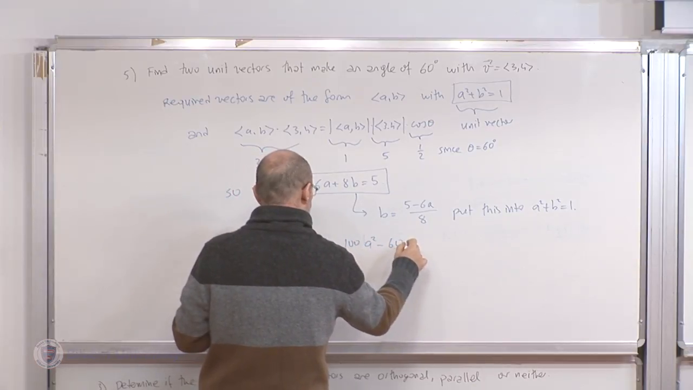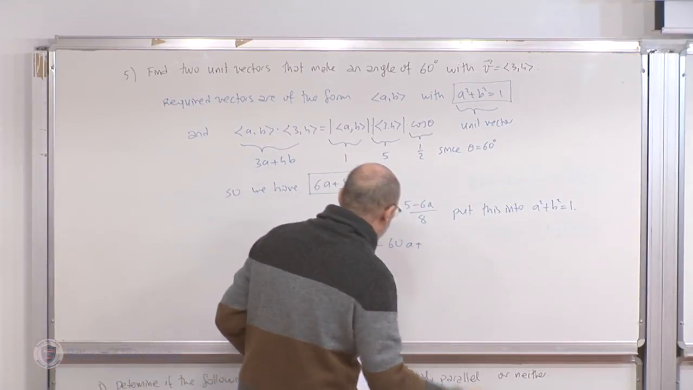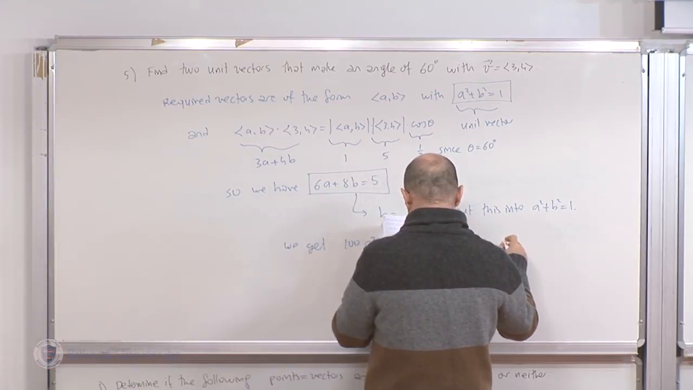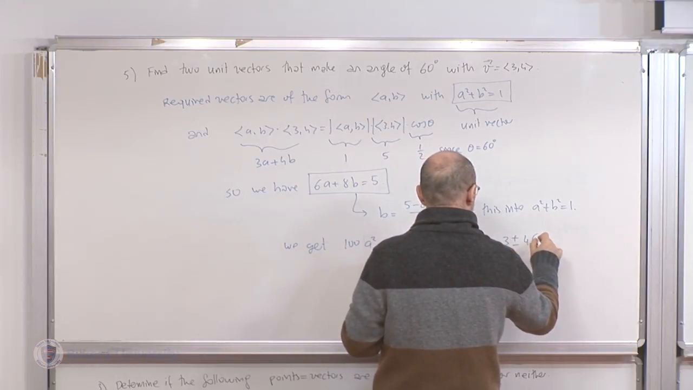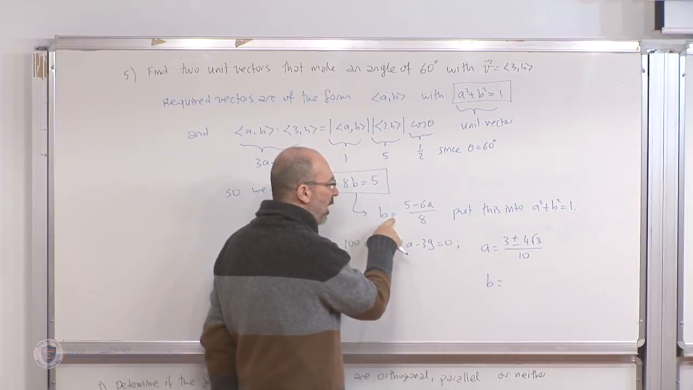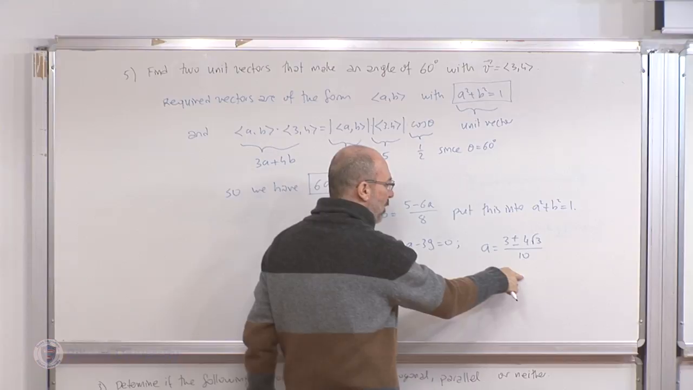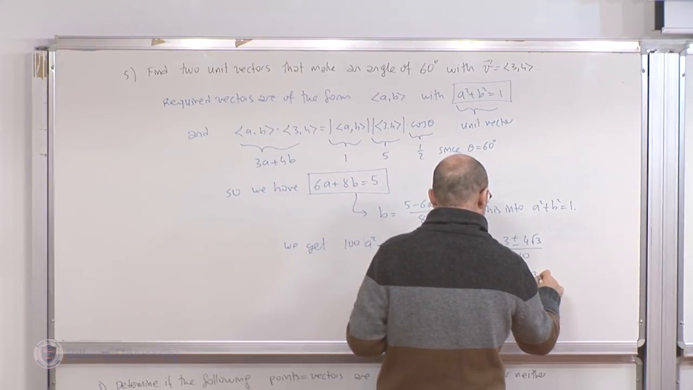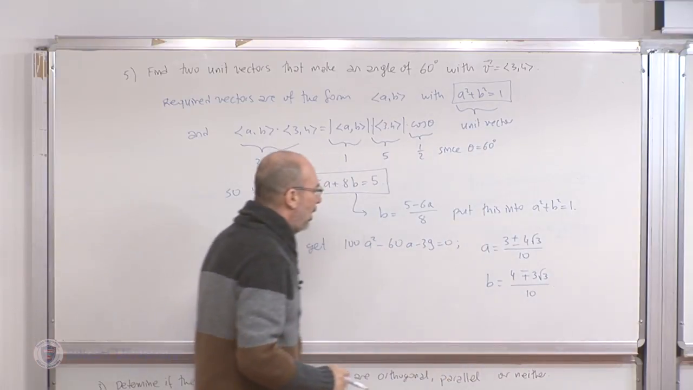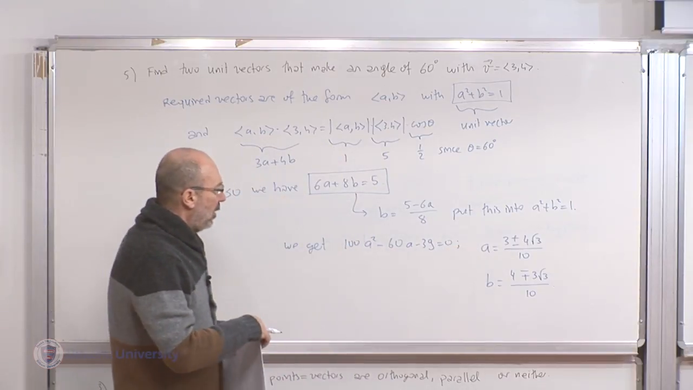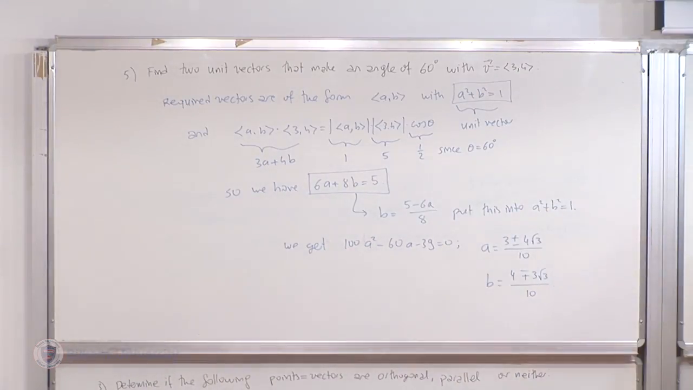Okay, so let's see. To cut the long story short, we get 100a squared minus 60a minus 39 equals 0. And this gives you a equals 3 plus or minus 4 times square root 3 divided by 10. And b from here, so you see when you are putting a inside b, you change the sign. So when you have plus here, you must have minus here. So it becomes 4 minus or plus 3 square root 3 over 10. Okay, so the required vectors are of the form AB, where A is this or this. Okay, so that is for simple problems.